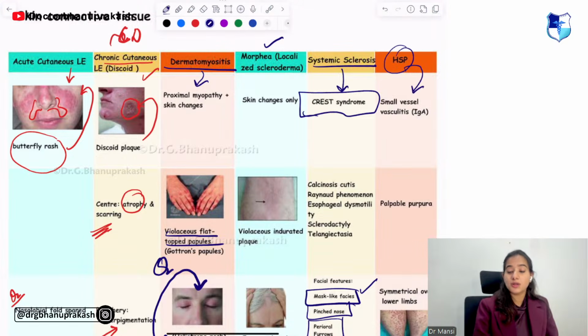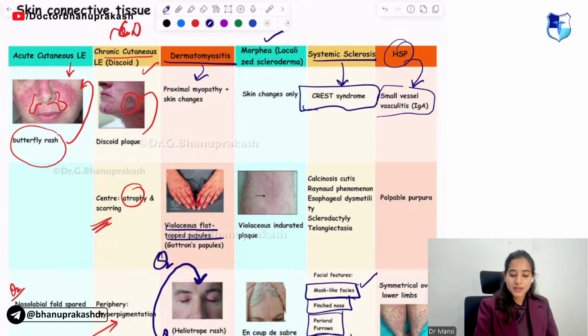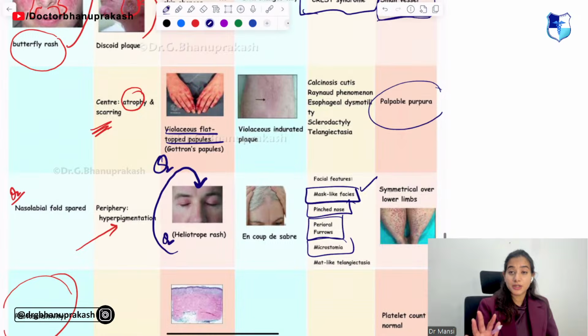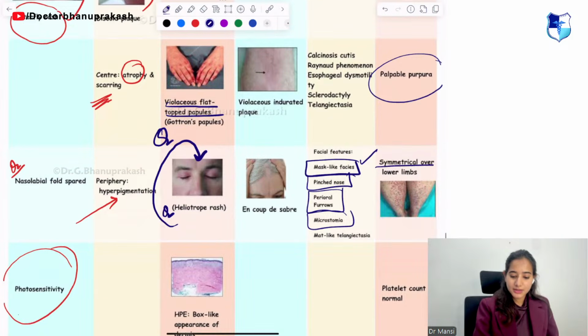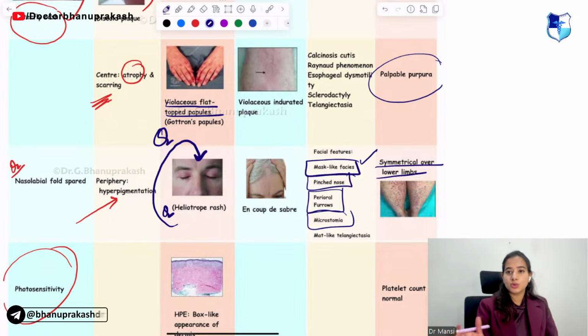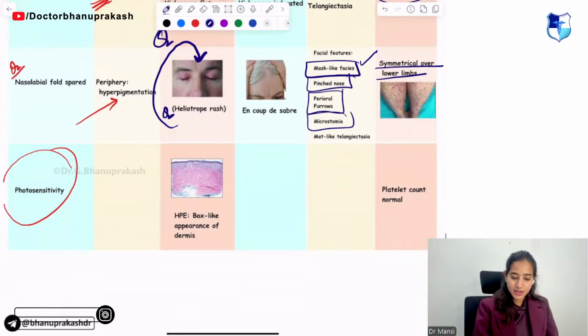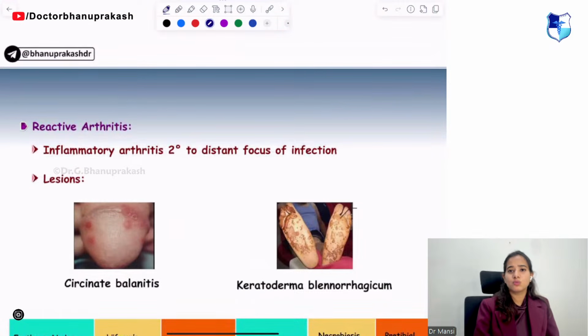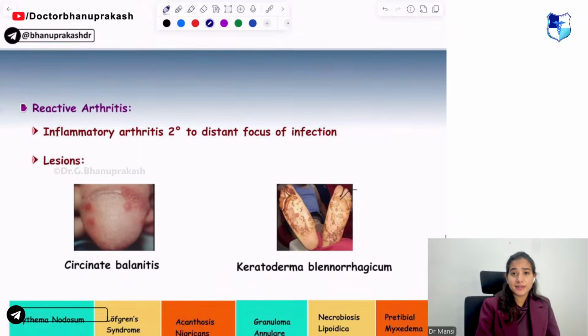This is a small vessel vasculitis. You also study it in pathology, so I'm just taking a very quick review only. It is IgA based, and there is palpable purpura in them. This is a symmetrical condition, and it is present in both lower limbs, and that is all you need to know about. So next, let's move to reactive arthritis now.